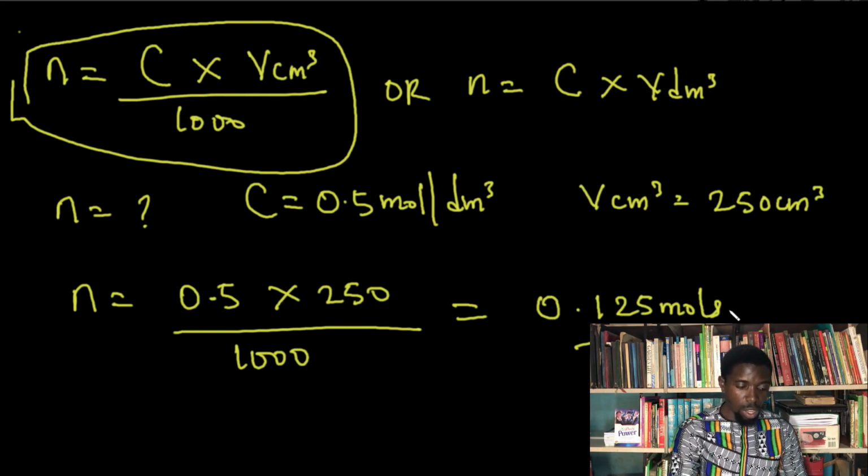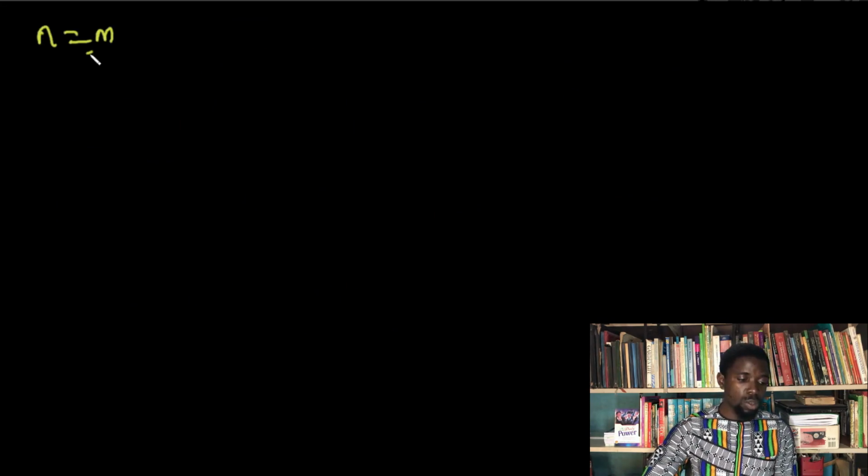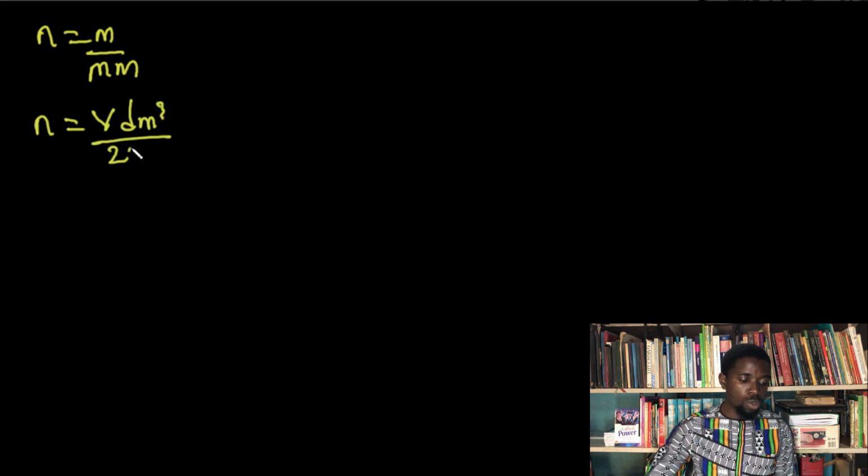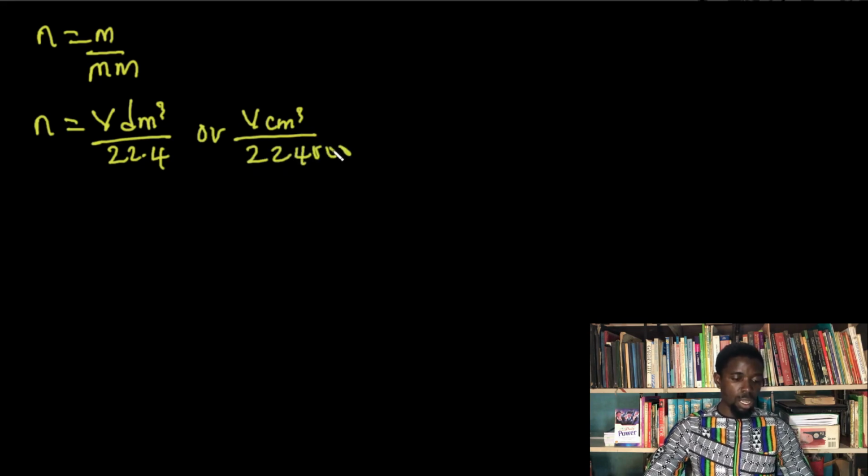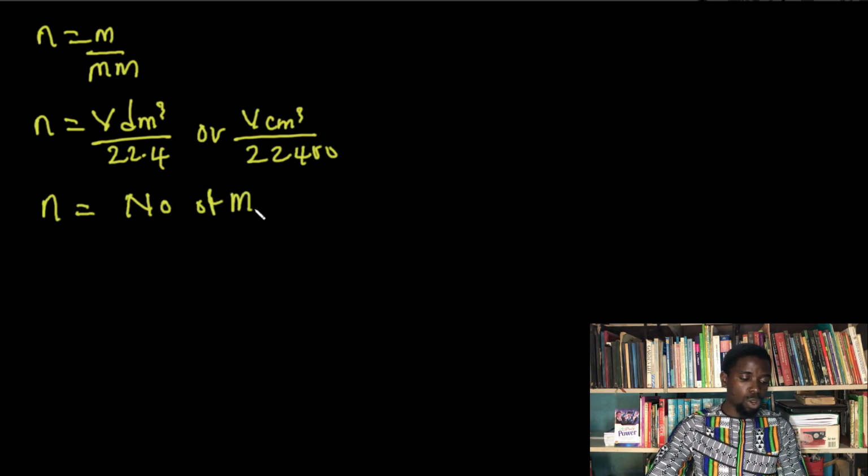So reiterating, the relationship between mass and number of moles is given as number of moles equals mass over molar mass. The relationship between number of moles and volume is that number of moles equals volume in dm cube all over 22.4, or volume in cm cube all over 22,400. Sorry about that, that's supposed to be 22,400. The next one is number of moles and number of particles: N equals number of particles, or in this case molecules, all over 6.02 times 10 to the power 23.